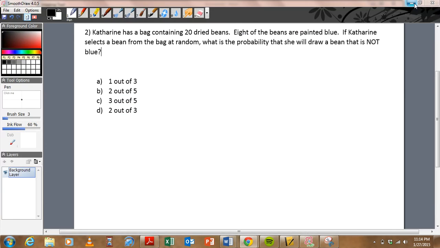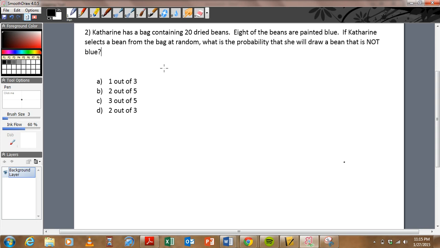Hi everyone, I'm going to be recording a video on how to write a math justification. This is one problem on your homework, and the problem says Catherine has a bag of 20 dried beans. 8 of the beans are painted blue. If Catherine selects a bean from the bag at random, what is the probability that she will draw a bean that is not blue?